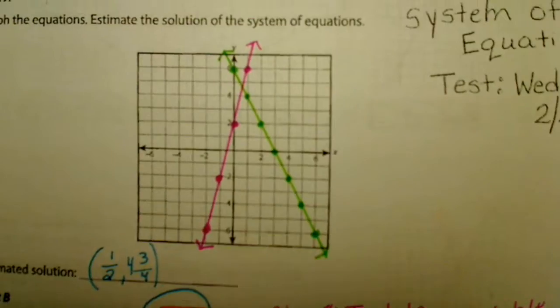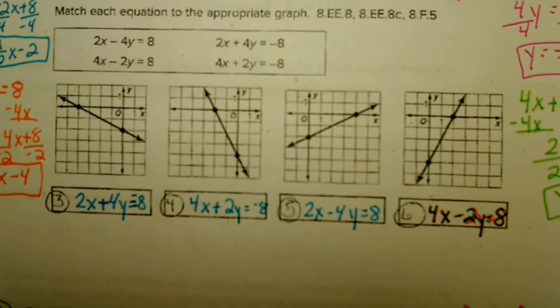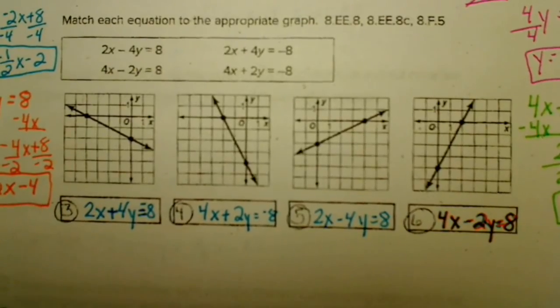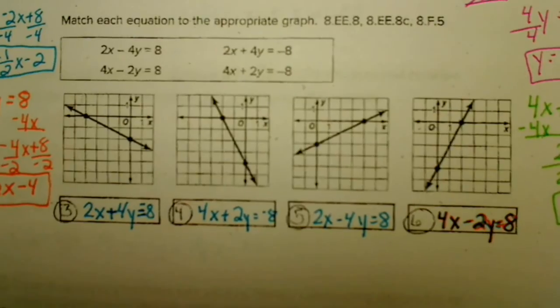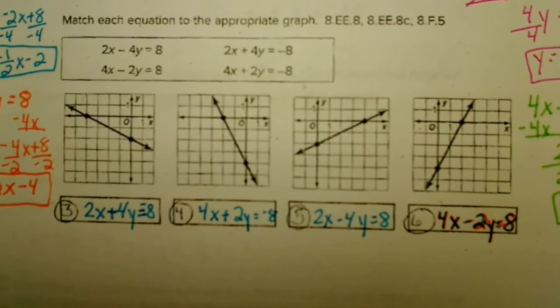Okay, let's go to the next page of the study guide. All right, here you were to match one of these equations on the top with a graph. This is a wonderful example of when you have to watch your positive and negative signs, because I made a mistake my first time and I had to go back and fix it.